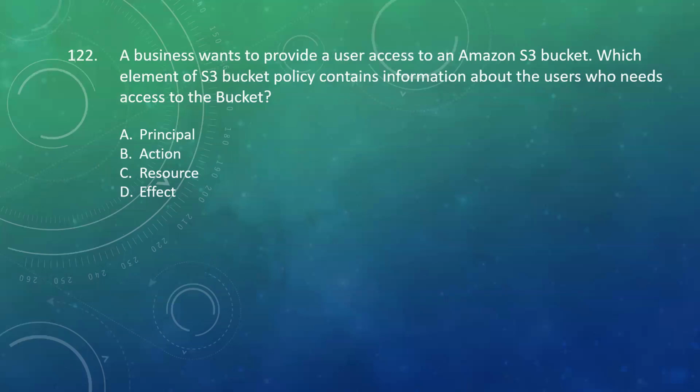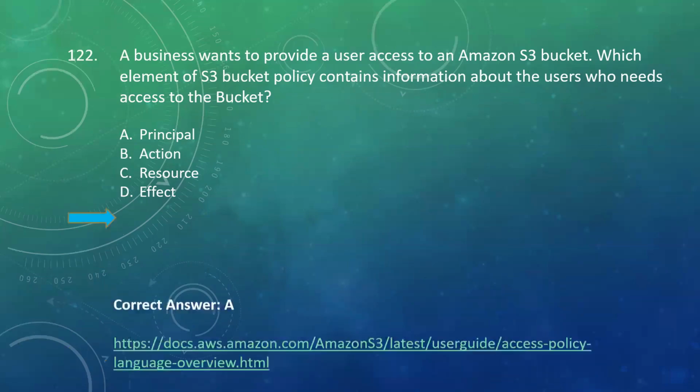A business wants to provide a user access to an Amazon S3 bucket. Which element of an S3 bucket policy contains information about the users who need access to the bucket? Your options are principal, action, resource, effect.